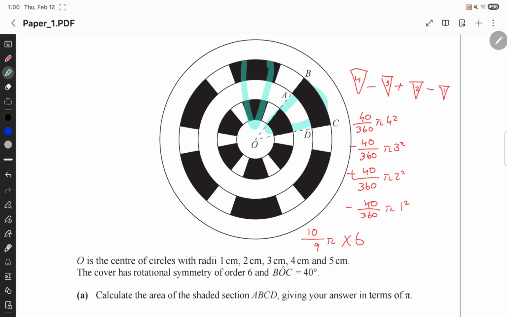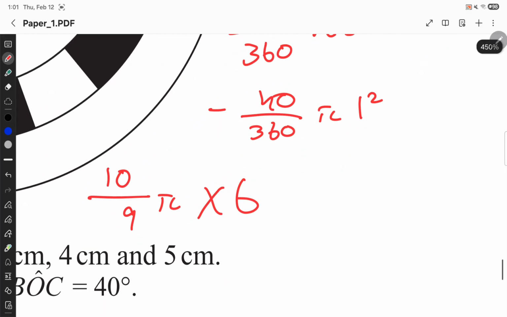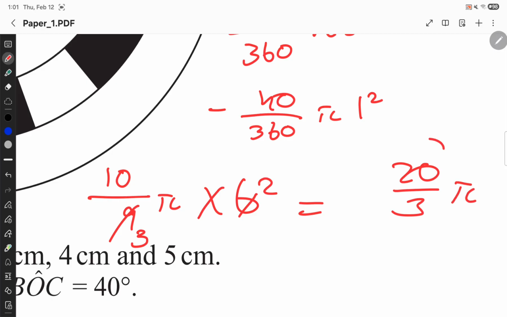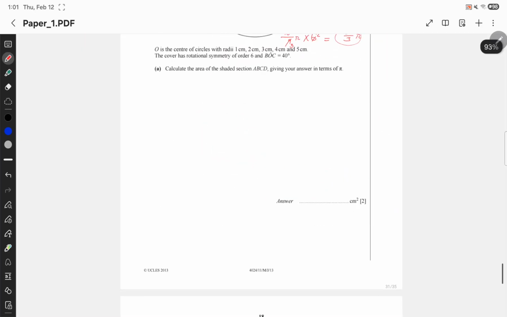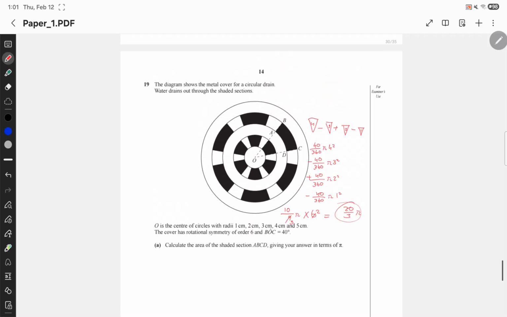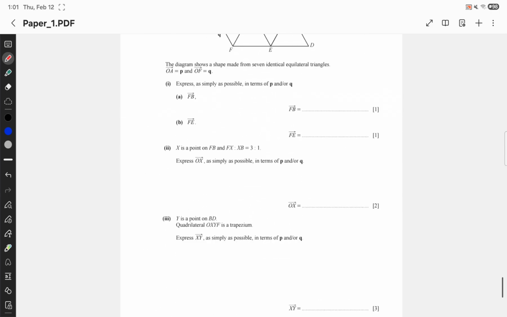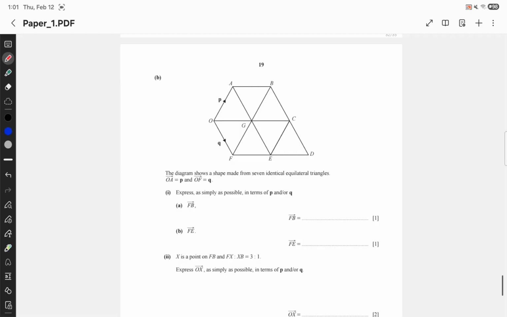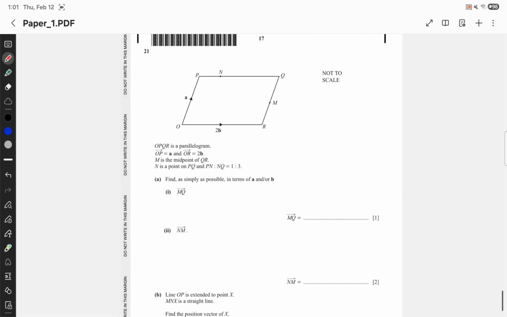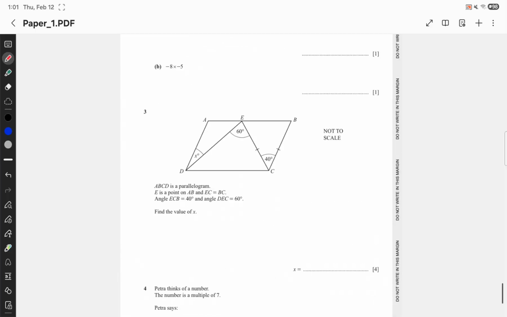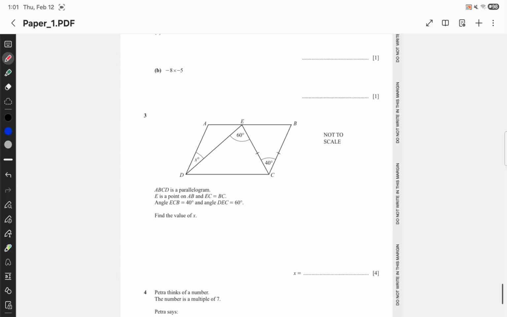So you find this 1, 2, 3, 4, 5, 6. Nice. And if you multiply by 6, we get 20 over 3 pi. A very good answer. This all works for 2 marks. I know, very bad, but who cares. Now a vectors question, a geometry question, and another vectors question are left. Let's do the vector questions together.